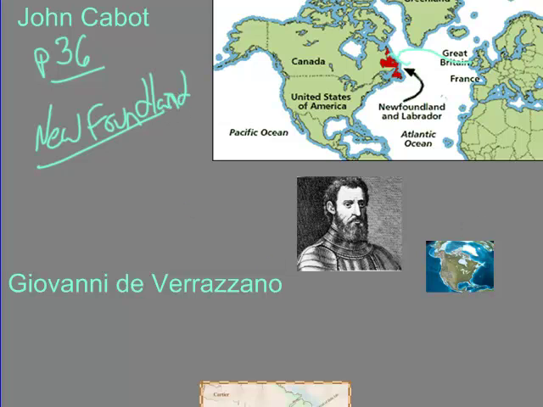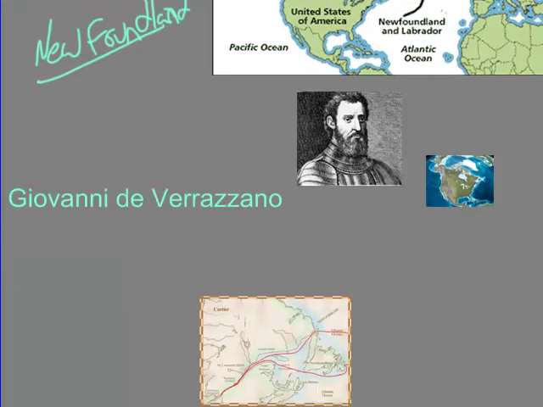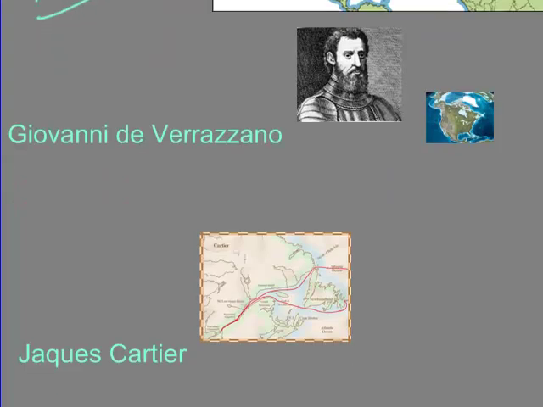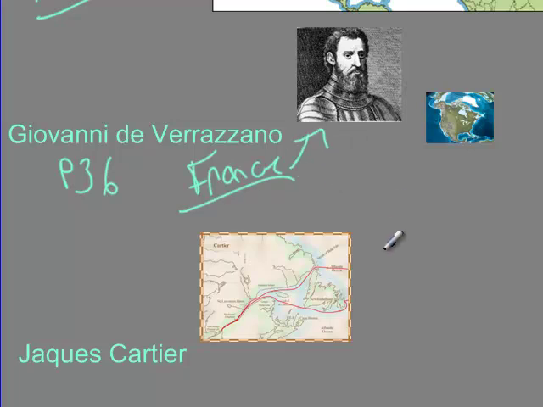Moving on to Giovanni da Verrazzano. He is also looking for a northwest passage. He is also going to be on page 36. He is also Italian, but he is going to be sailing for France. So France is giving him money to sail for them. He's also looking for the northwest passage. Obviously couldn't find it because it doesn't exist.